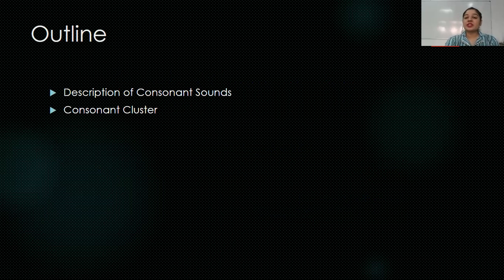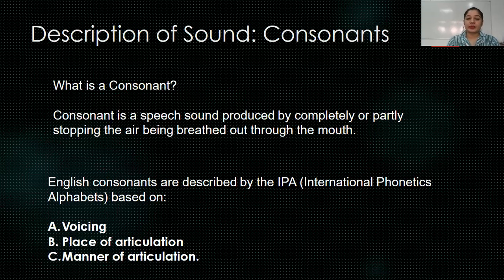So in this video, we are going to discuss the consonant sounds as well as consonant clusters. First of all, you should know what a consonant is. A consonant is a speech sound produced by completely or partly stopping the air being breathed out through the mouth. So when you say pa, you notice that you completely break the air coming out of your mouth, right? So this is how consonants are produced.